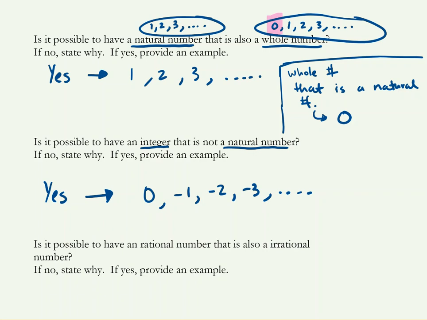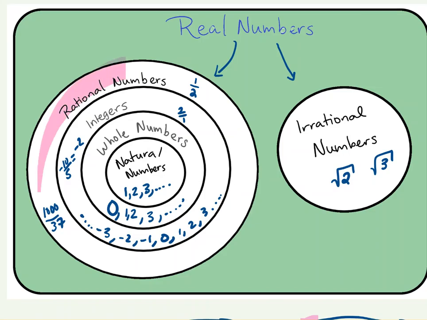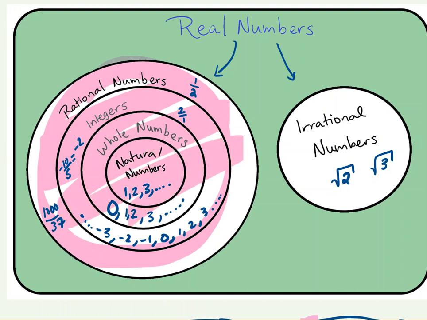Next, we're asked, is it possible to be a rational number that at the same time is also an irrational number? Let's look back at our diagram. So we were asked, could we be a rational number, any of the things in this group, and at the same time be an irrational number?